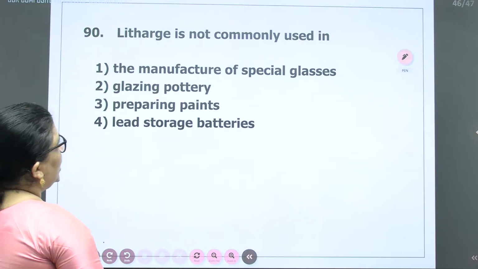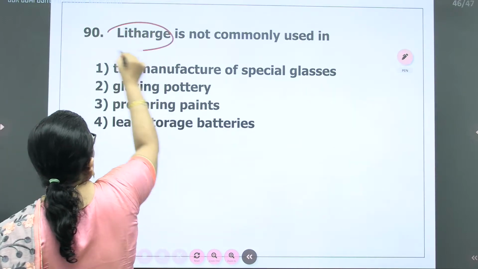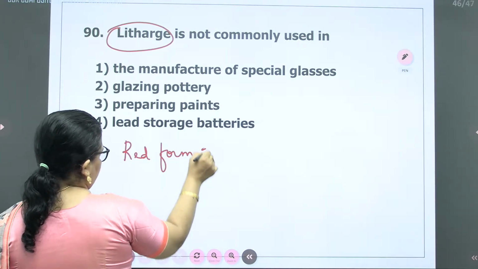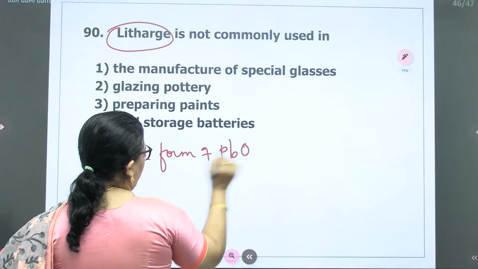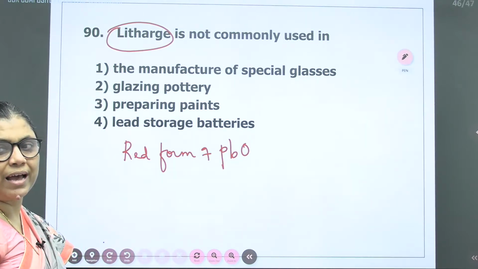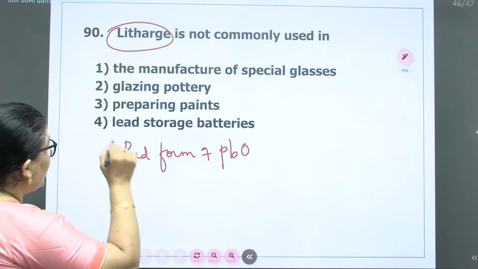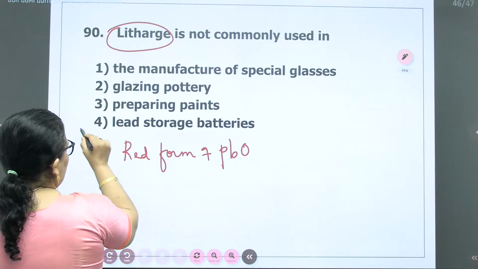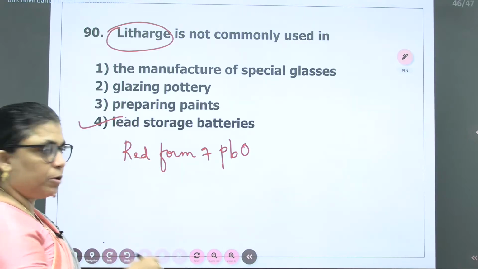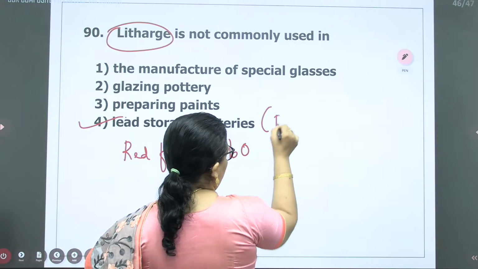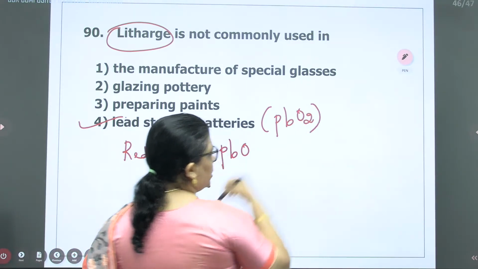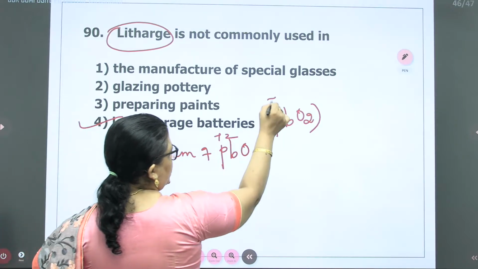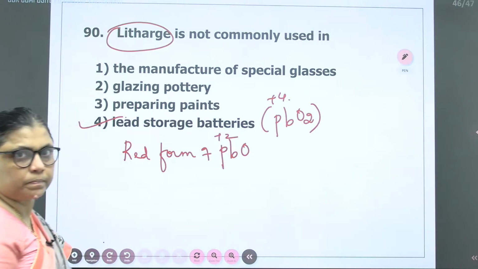Last question. Litharge is actually what? A red form of PbO is called litharge. But they said that litharge is not commonly used in lead storage batteries, because lead storage batteries contain PbO2. Just observe here, this is the +2 oxidation state and this is +4.